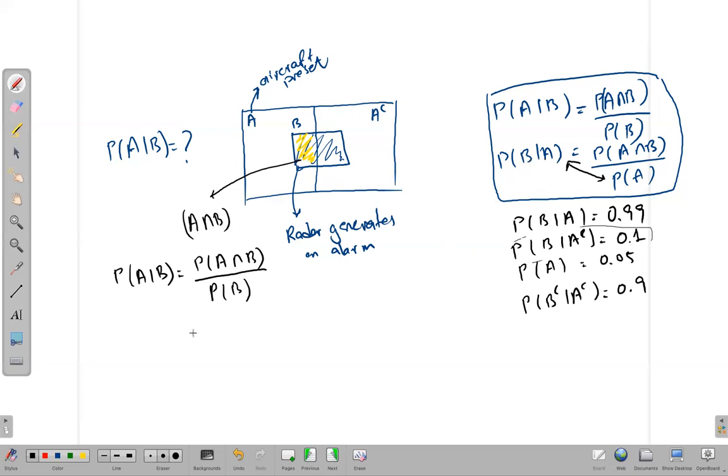So let's rewrite this one, which is the probability of B given A times the probability of A. And let's write the PB. This PB, the probability of B, is actually the probability of A intersect B, this part, plus, let me change the color, this part, right?